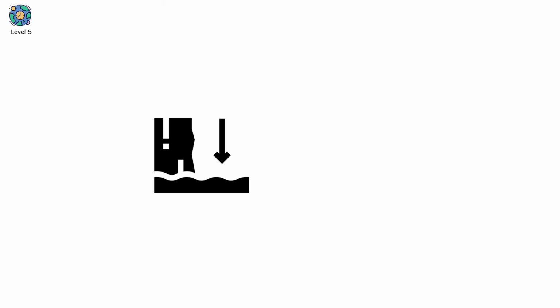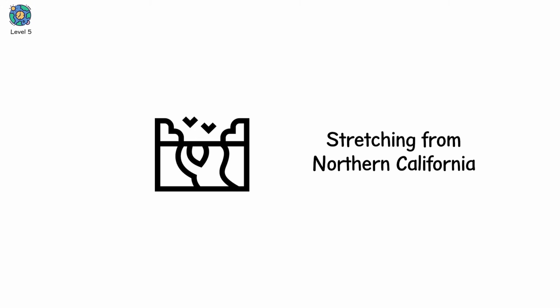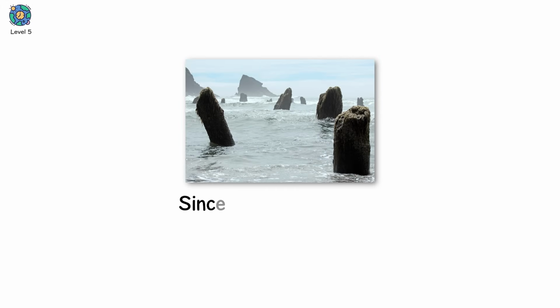Level 5. Now we reach one of the most ominous and overlooked zones, the Cascadia Subduction Zone. Stretching from Northern California through Oregon, Washington, and into British Columbia, it's quiet, too quiet. There hasn't been a major rupture here since January 26, 1700.